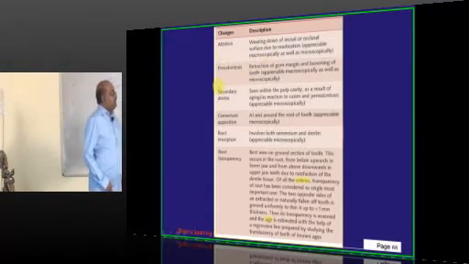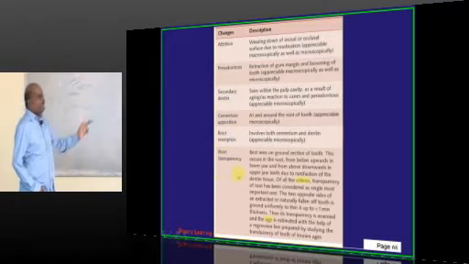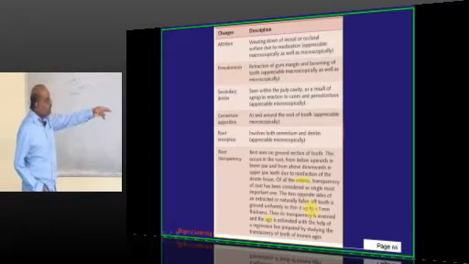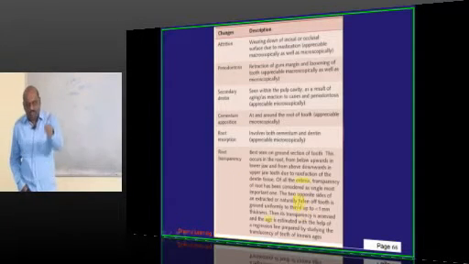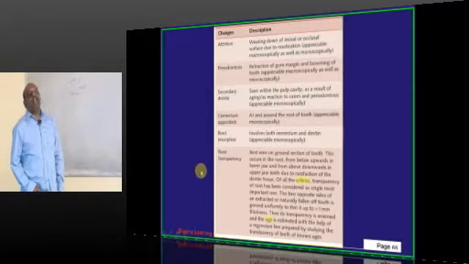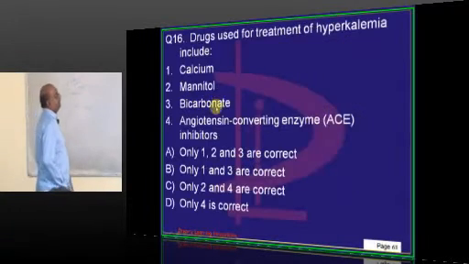Attrition, periodontosis, secondary dentin, cementum apposition, root resorption and root transparency. Another favorite question out of all: which is the most consistent and most important criterion? The answer is root transparency, which is the most consistent and most reliable out of all.